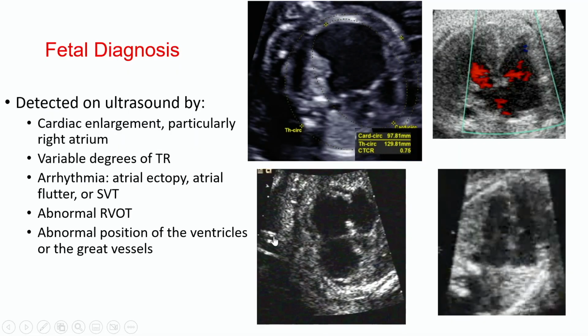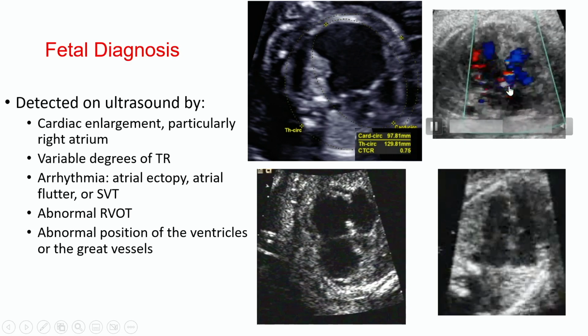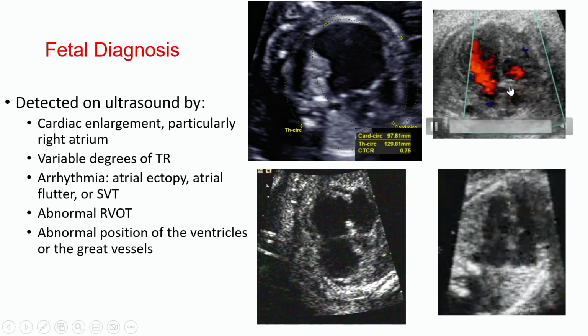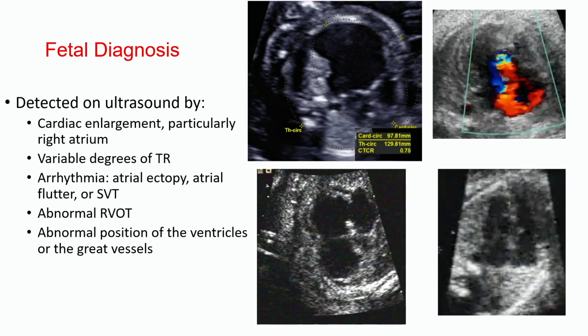So the fetal diagnosis is really made on ultrasound/fetal echo due to cardiac enlargement, predominantly from the right atrium. Again, here are the little tiny ventricles, and here's this gigantic right atrium. You can also see the variable degrees of tricuspid insufficiency. It's always there. Sometimes it's quite pronounced, other times it's not quite so bad.